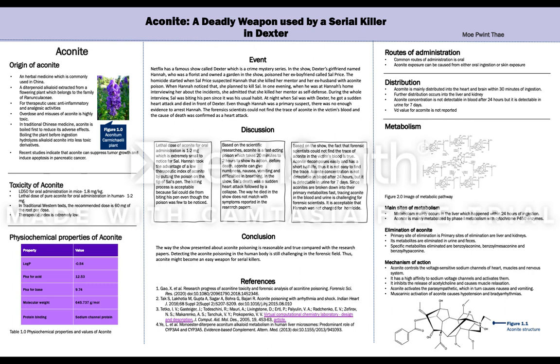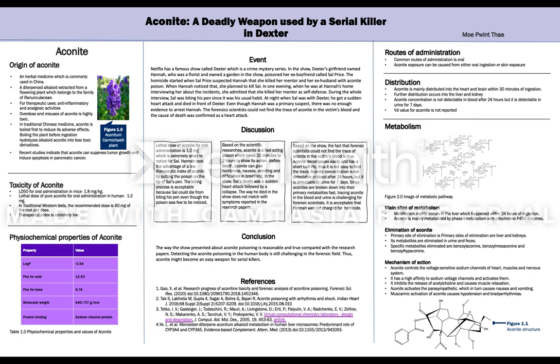But different from Western medicine, in traditional Chinese medicine, aconite is boiled first, so it reduces its adverse effects. Boiling the plant before ingestion hydrolyzes aconite into less toxic derivatives. That's how it becomes less toxic. Recent studies indicate that aconite can suppress tumor growth and induce apoptosis in pancreatic cancer. So it definitely has good effects too.